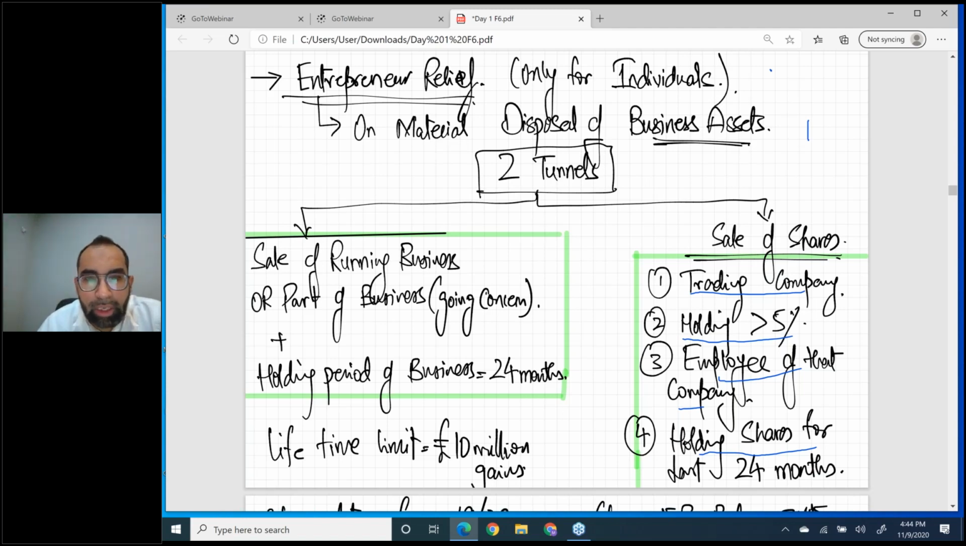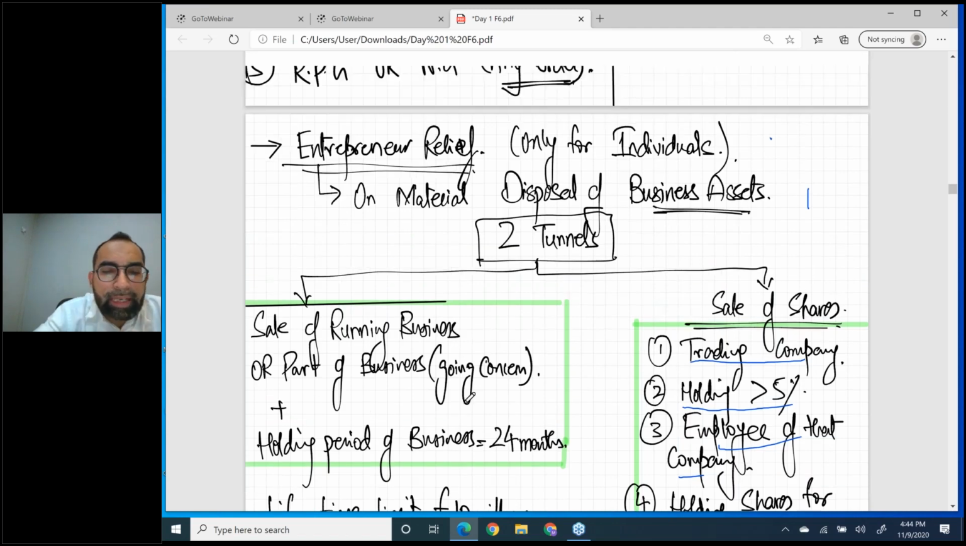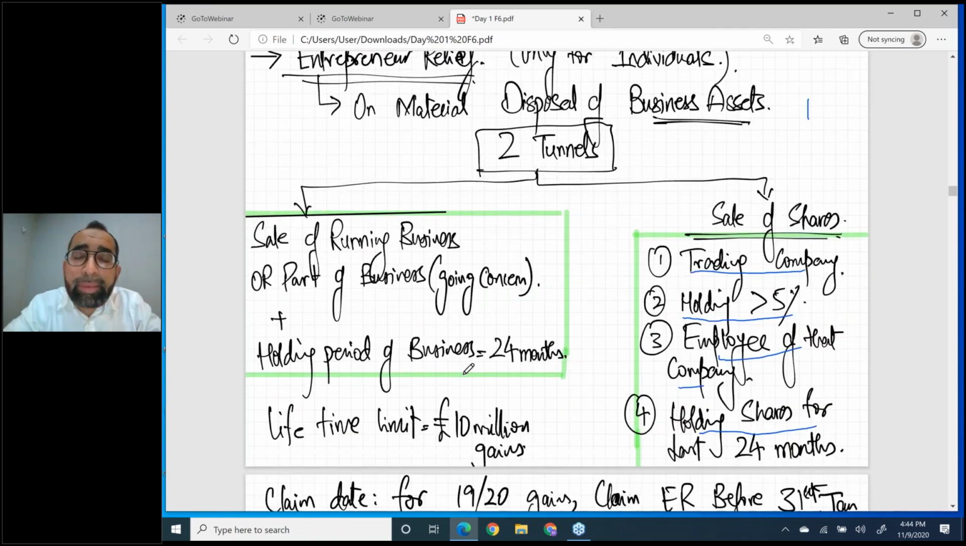So these are the two tunnels. Now one more thing: sir, is there any lifetime limit for entrepreneur relief? Yes, 10 million in gains in your life. In anybody's life, one person can only claim a maximum of 10 million in gains under entrepreneur relief. Once you have used your limit, then even if you meet all the conditions, you won't get any relief.